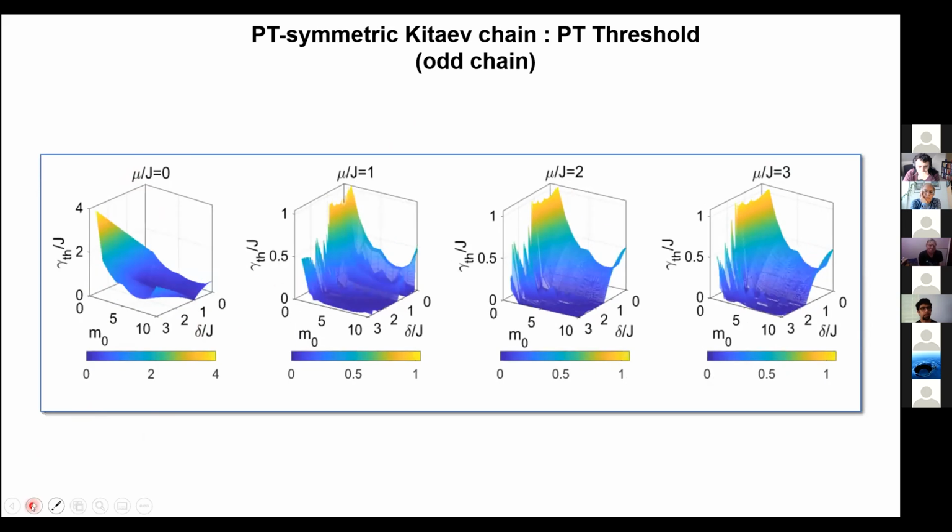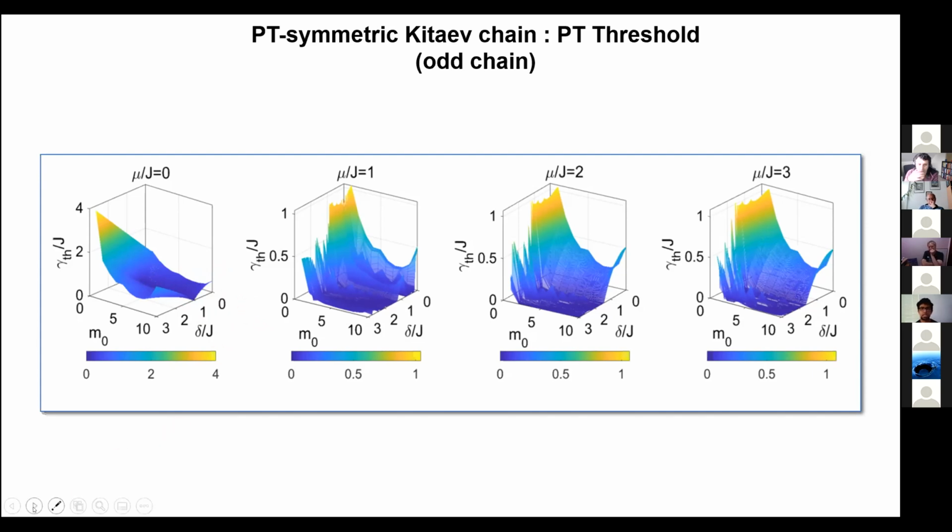But in the odd chain, this continues to rise as you increase delta, and not just over there, but even when the impurities are closest together, which is over here. So it decreases first, but then beyond delta equals 1, it starts to increase. So this is something interesting that we saw, which was not previously reported, when the impurities are closest together.